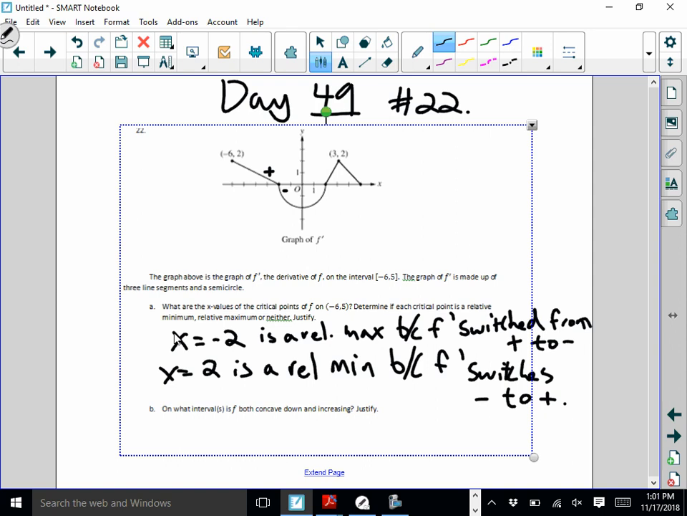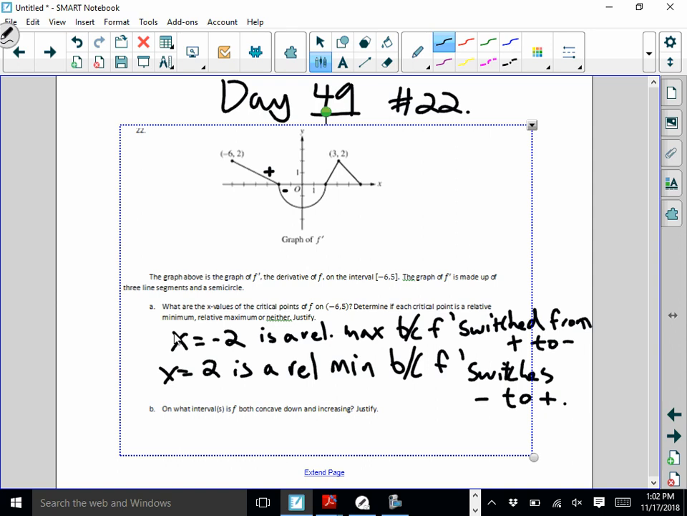Good. B is a tough question here because it's asking for an interval, but an interval where two things are happening simultaneously. So the question says, on what intervals is f both concave down and increasing. Okay, so I just want to report the intervals where f is simultaneously concave down and increasing. So f is both concave down and f is increasing. Well, whenever I have these combos, I call them the combo platter.